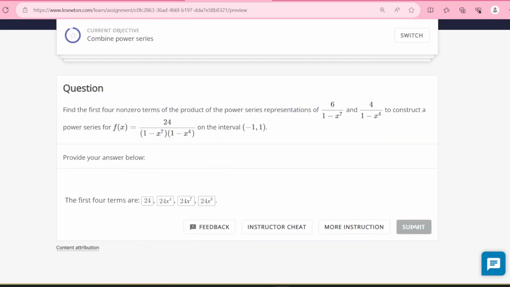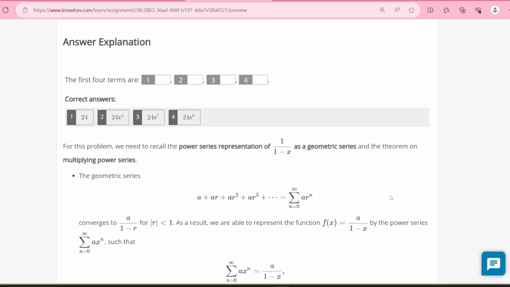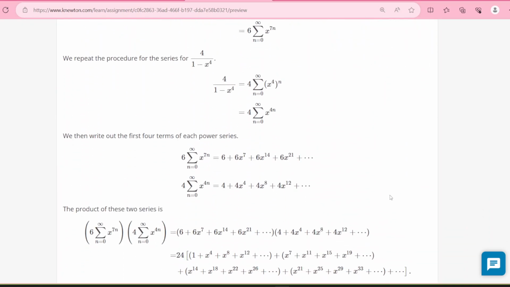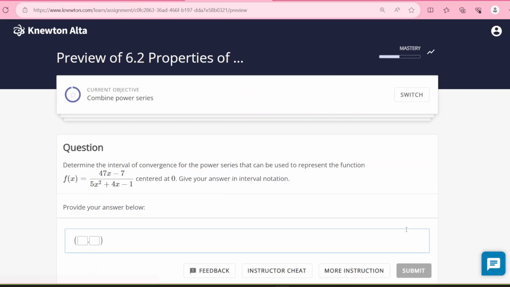And that's it. Great. Very, very similar problem. Okay, and then here, determine the interval of convergence for the power series. So we did one, again, similar to this before. So I'm going to do partial fraction decomposition here.